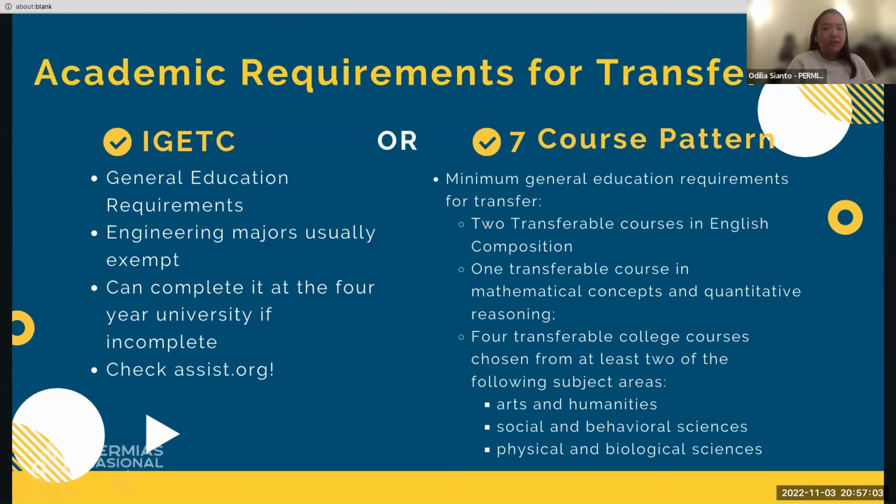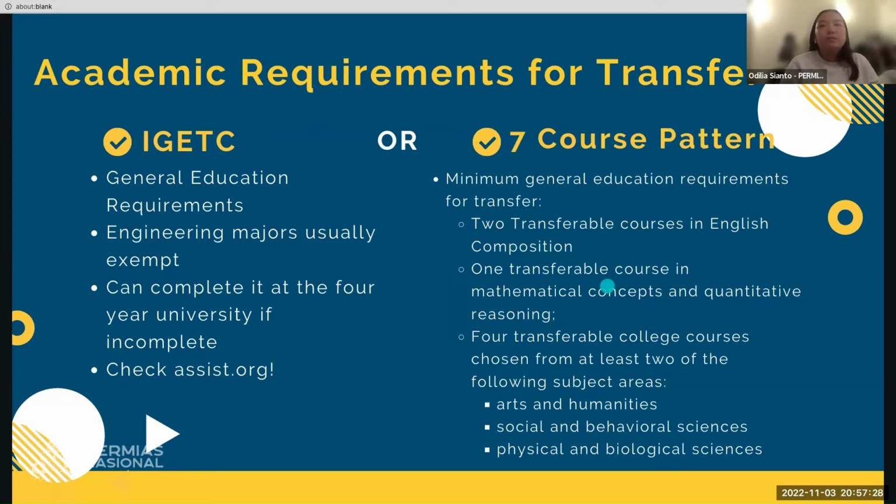As you probably know, IGETC is your general education requirements. This is usually required for students who are not in engineering programs, and you don't have to complete IGETC before you transfer, but I would highly recommend it. So in the case that you don't finish IGETC before you transfer, you're going to have to finish some sort of minimum general education requirements for transfer, and I've listed them on the slide here.